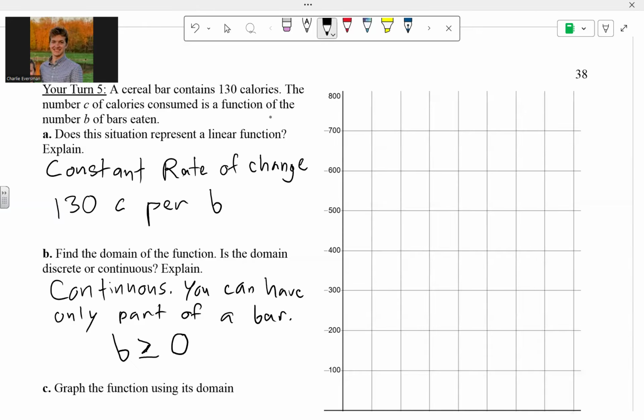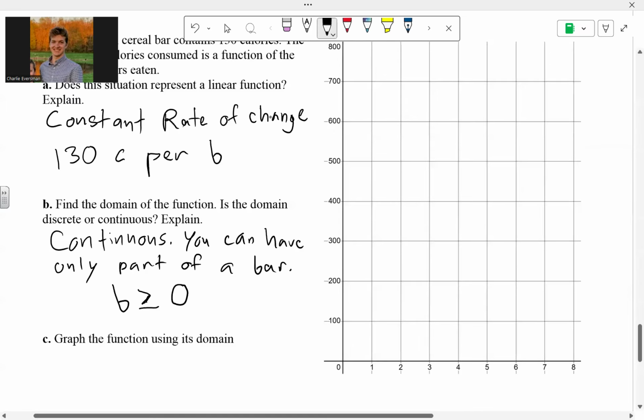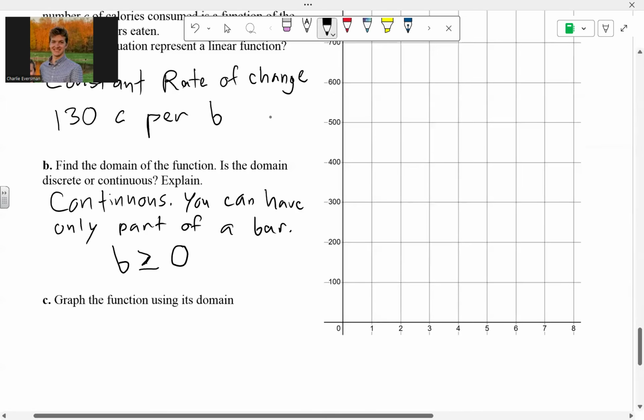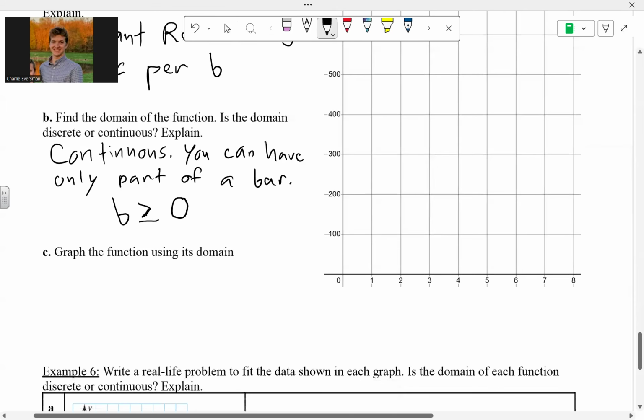And I could have only half of a cereal bar, like we said here, or I could have three and 5/7 or something like that. I don't really know how you'd measure it, right? But in theory, you could get a smaller and smaller piece of the cereal bar. And so we'd say that this is good for our domain. I could have anything greater than 0. And so since I have a continuous domain, I think the big idea is math. It'll only require you to graph 2 points.